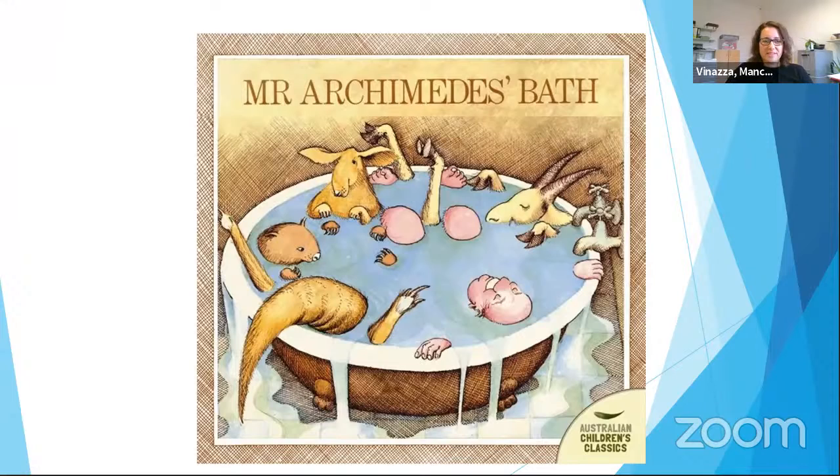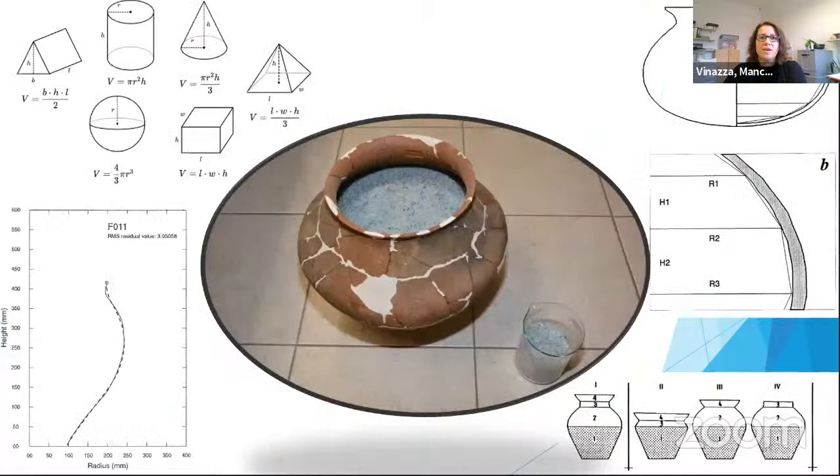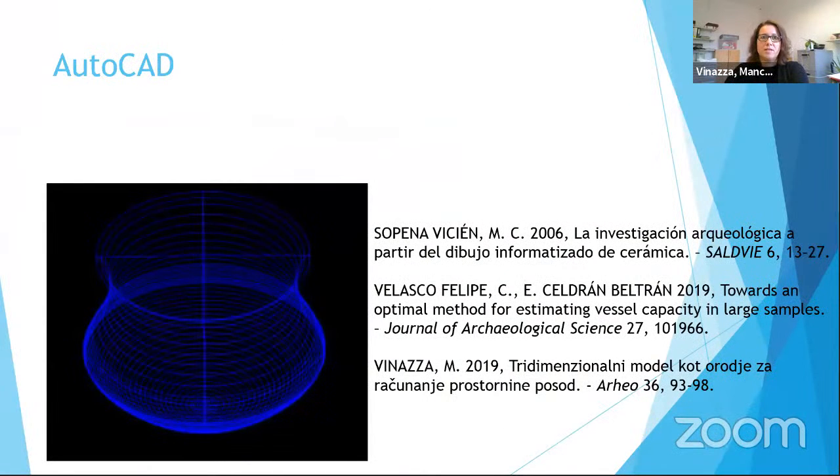So, when Archimedes discovered the principle of buoyancy, he ran through Syracuse exclaiming, "Eureka!" The same can be imagined when an archaeologist finds that he can easily calculate the volume of vessels in an AutoCAD environment. Today, digital tools allow us to quickly and easily calculate the volume of vessels. The advantages and disadvantages compared to the older or classical methods will not be discussed here, as quite a bit of ink has already been spilled on this topic.